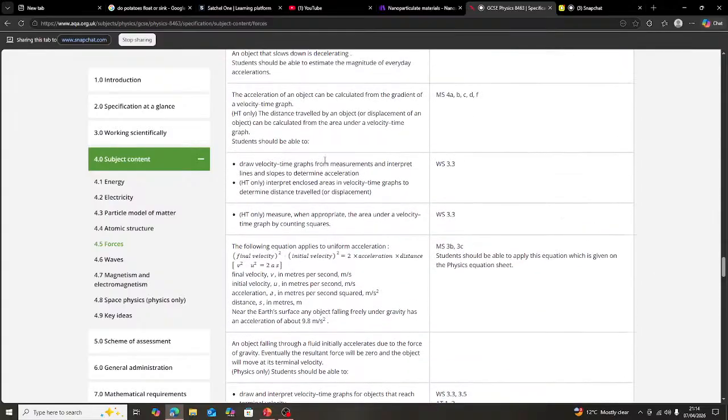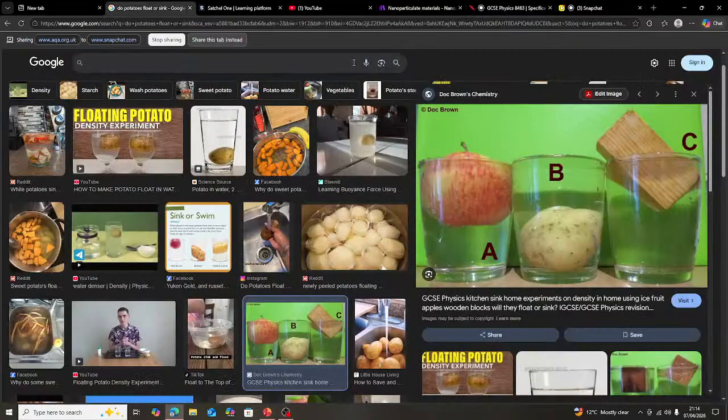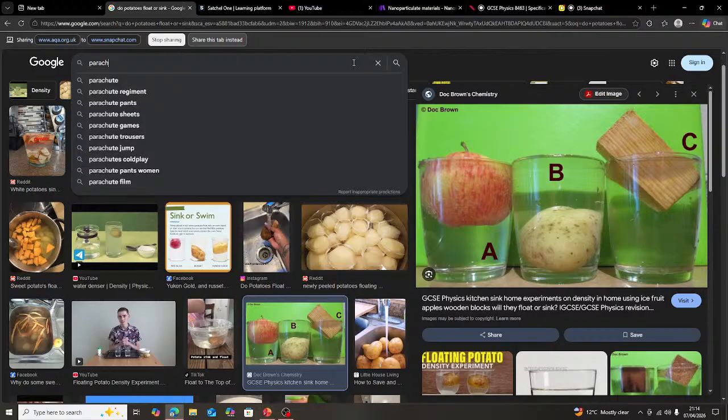Oh, this is a nice one. What's terminal velocity? The maximum velocity reached by an object due to the resultant force, resistive force, acting upon it. So let's use a parachutist as an example.